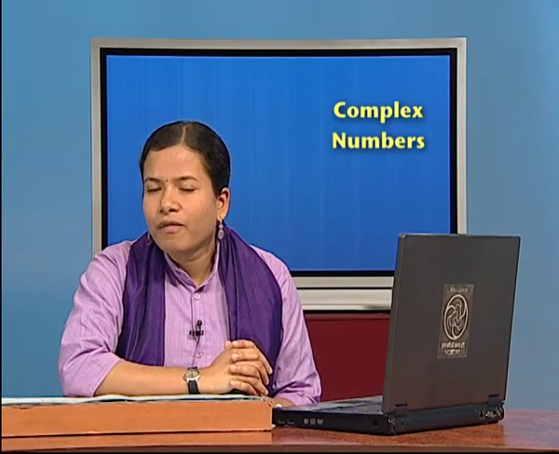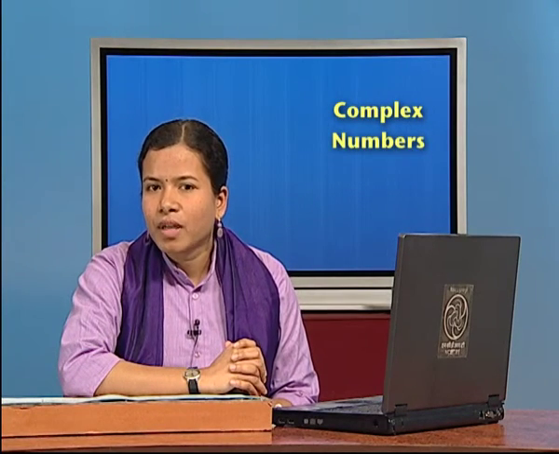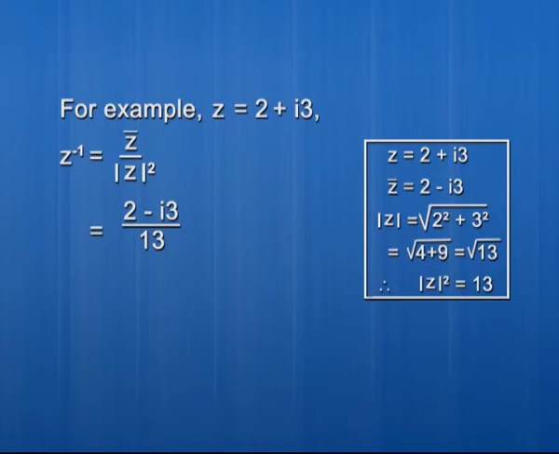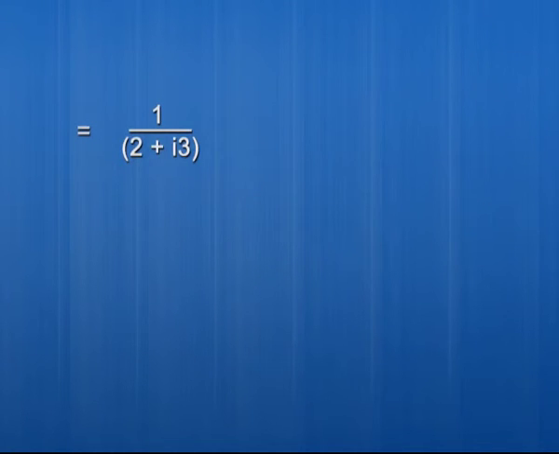We can also find the multiplicative inverse of 2 plus i3 by another method. In this method, we will write z inverse as 1 upon z, and we will substitute its value, and we will multiply and divide this fraction by the conjugate of the denominator. Conjugate of 2 plus i3 is 2 minus i3, so we will multiply and divide this fraction by 2 minus i3 and 2 minus i3.